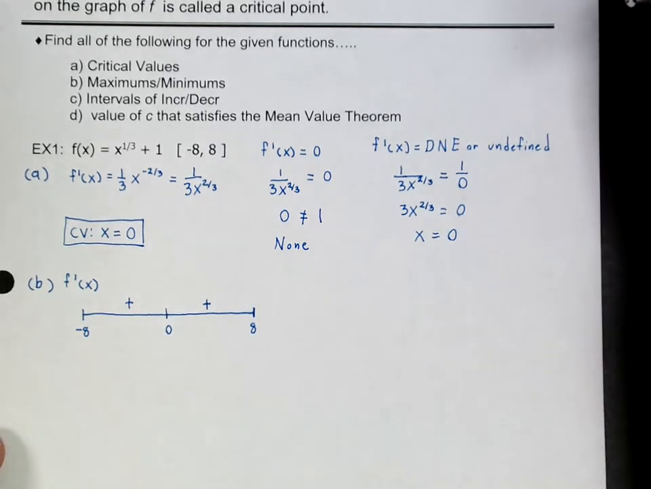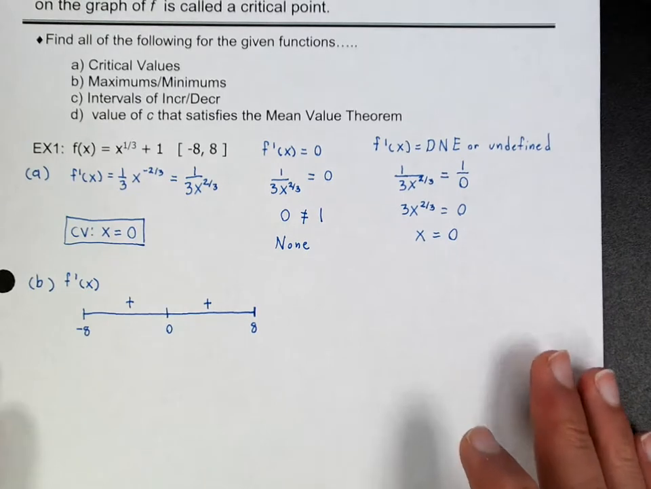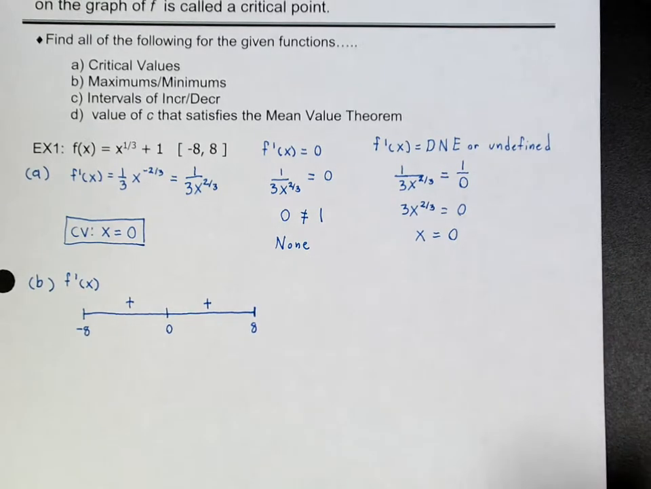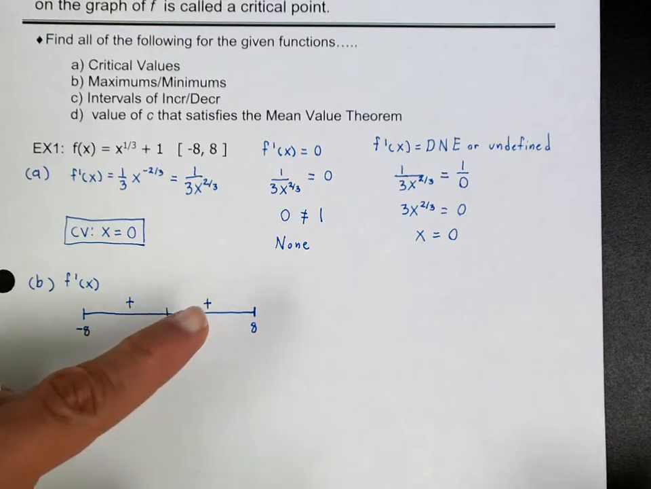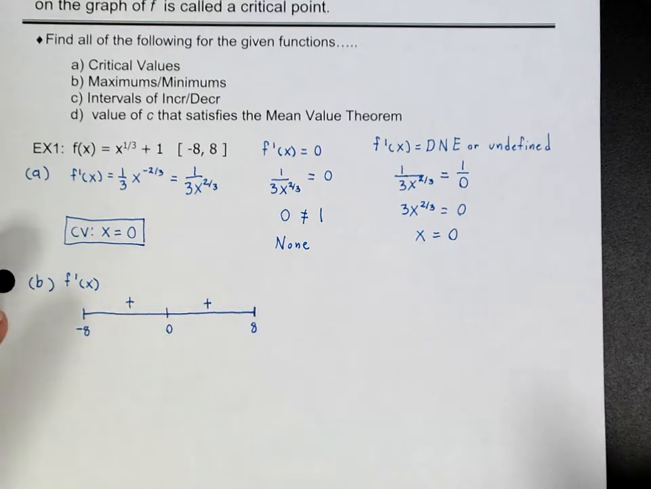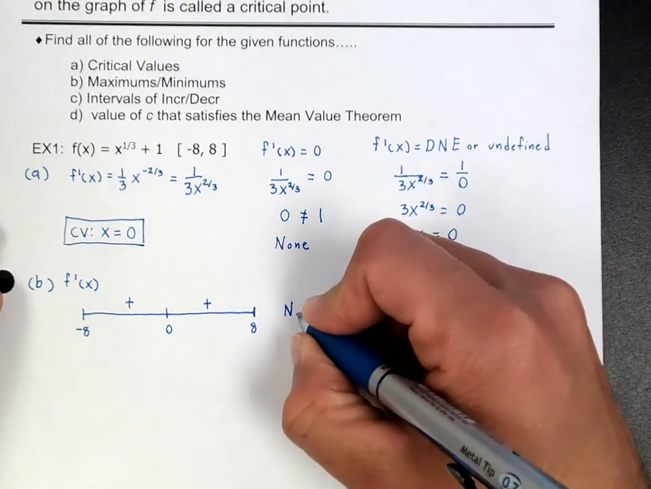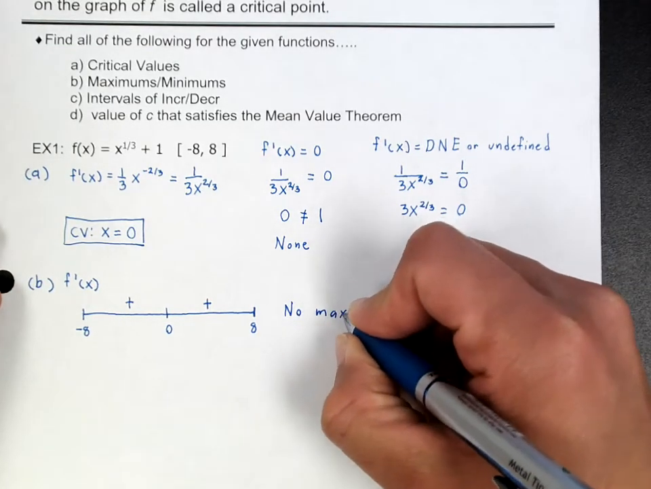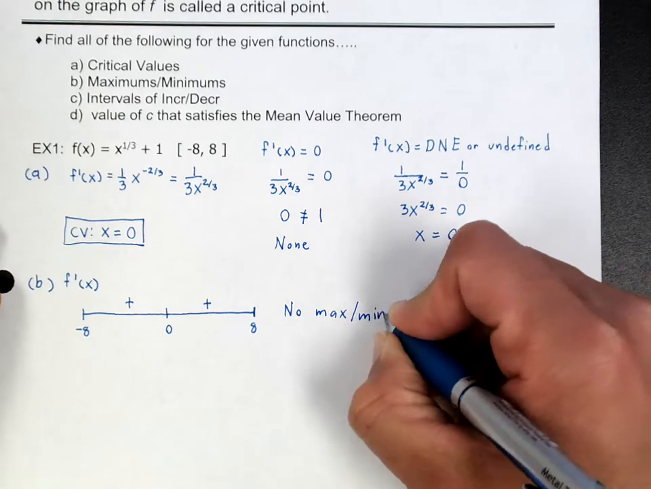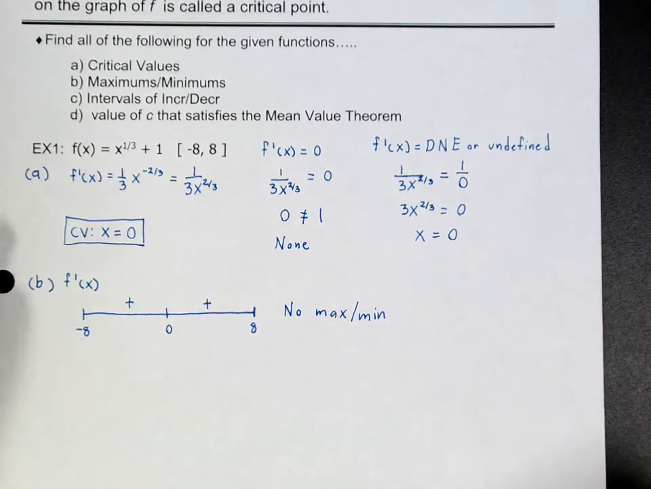All right, now that I have a positive value, my question is, where do you have a max or min? Now, if you look at this, a maximum or a minimum is located when the sign of the derivative changes. And in this case, the sign never changed. I stayed positive the whole time. So therefore, in this problem, I have no maximum or minimum. I don't have a maximum nor a minimum in this one, all right?